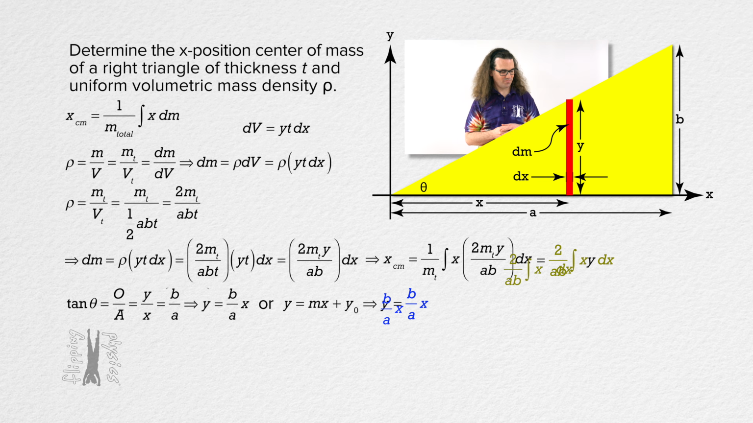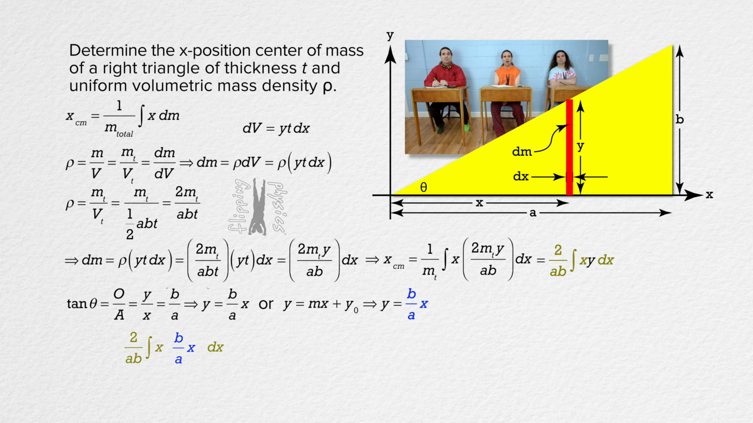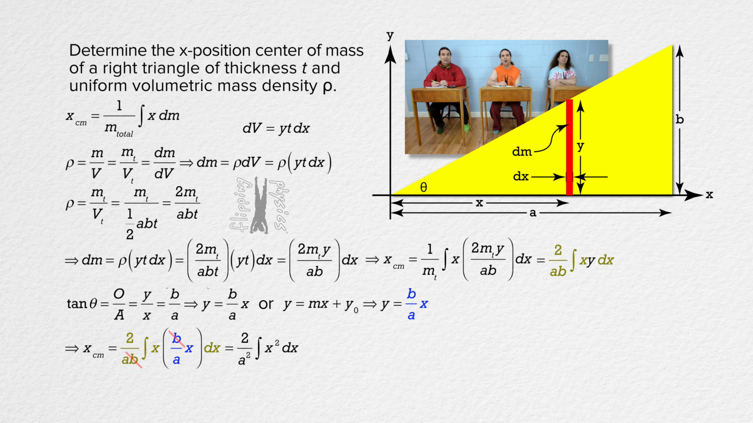Which we can substitute back into the equation. B and a are both constants, so we can take them out from under the integral. B cancels out, and we have x center of mass equals 2 divided by a squared times the integral of x squared with respect to x. And that equals x cubed over 3.